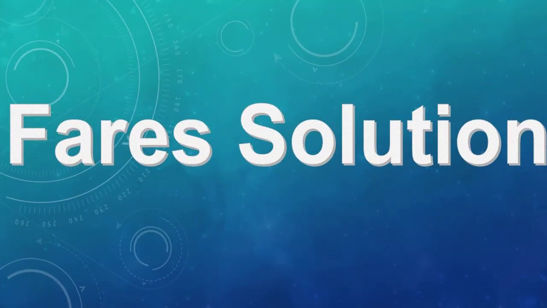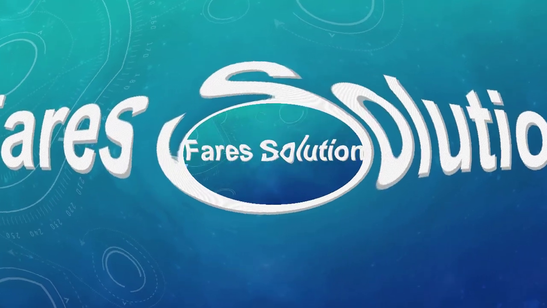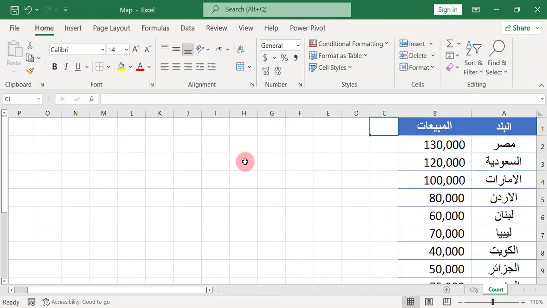Today, we will continue our Microsoft Excel training. We will learn how to insert a map for data visualization. We have a table to display sales data in some Arab countries. We shade the table data like this.